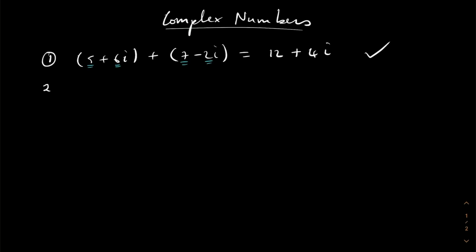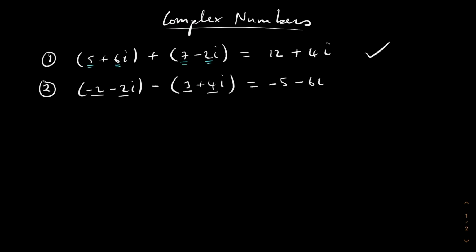You will do the same thing with the subtraction of complex numbers. So for instance, if I gave you -2 minus 2i minus (3 plus 4i), you would have to subtract their real parts and then subtract their imaginary parts. And so you're going to have -2 minus 3, that's going to give us -5. And then you're going to have -2 minus 4, which is going to give us -6i. So in a way, when you're adding or subtracting complex numbers, the i is sitting there as a variable.